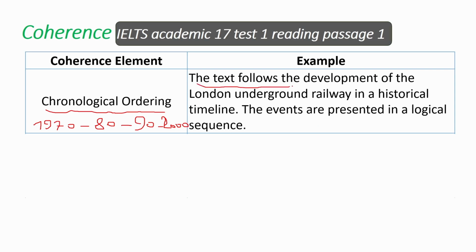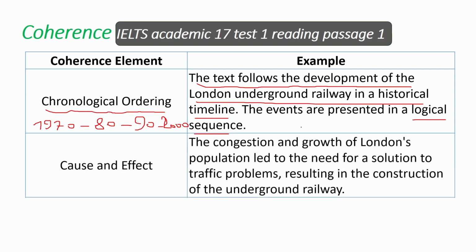So in this text, the text follows the development of the London Underground in a historical timeline. The events are presented in a logical sequence. So what happened first, then to the final stage. The second point is about the cause and effect relationship here. The congestion and growth of London's population, the cause here, led to the need for a solution to traffic problems, resulting in the construction of their underground railway.